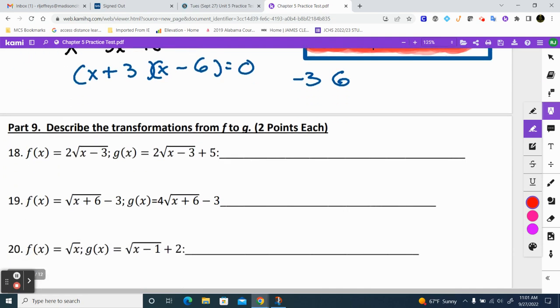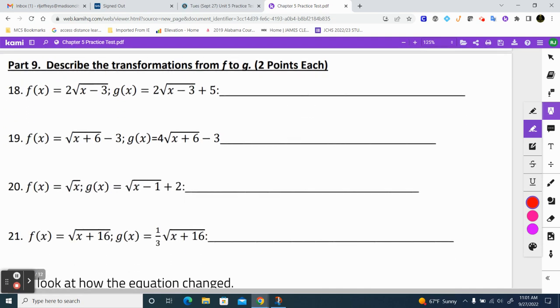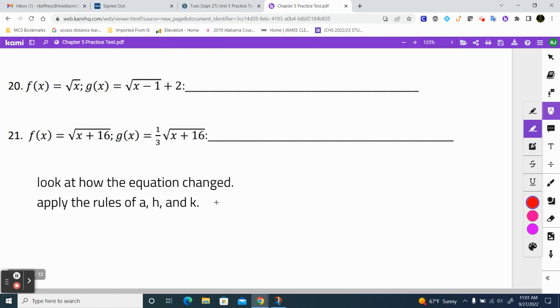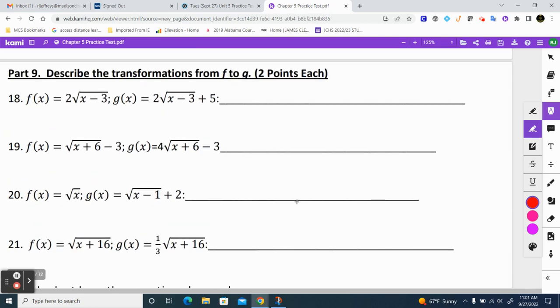All right. Number 9. Wow. This looks super similar to that section that we had at the very first of class yesterday in our notes, even the directions. I know I got my webcam turned off, but look, I put on here, look at how the equation has changed, applies rules of A, H and K. I had to say that because I swapped some of the stuff around.